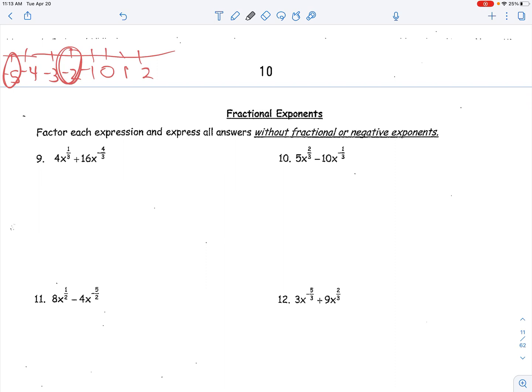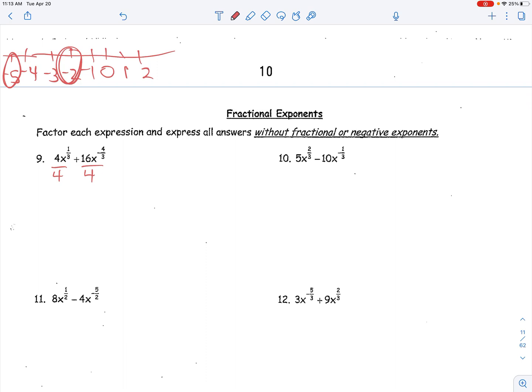All right, so once again, same process. There's really nothing for me to explain here. I've already explained it. It's just with fractional exponents now. 4x to the power of a third plus 16x to the power of negative 4/3. Factor each expression, right? Same deal. GCF is how we're going to factor it. 4 is the biggest number here in number 9. 4 is the biggest number that goes into both terms.